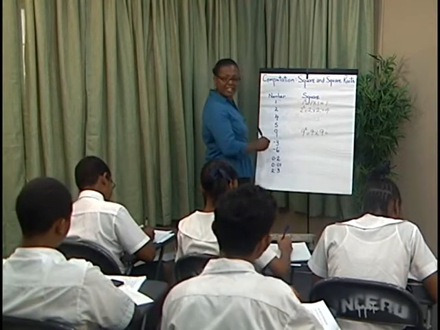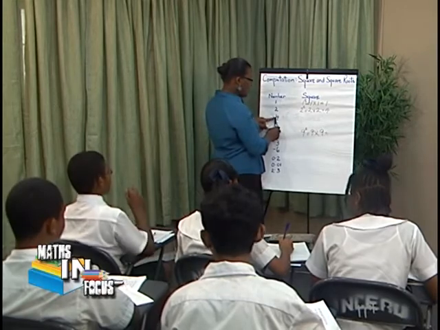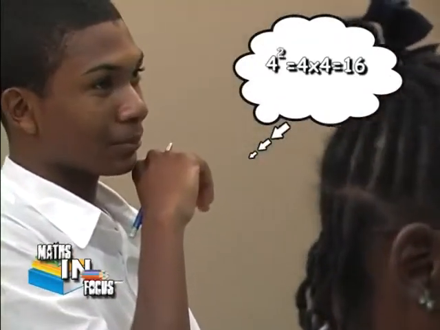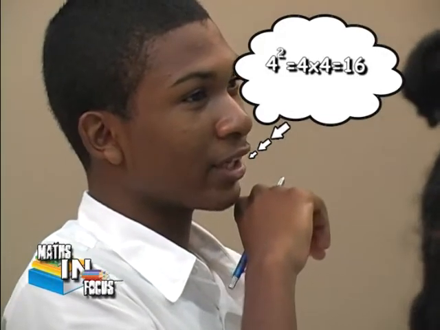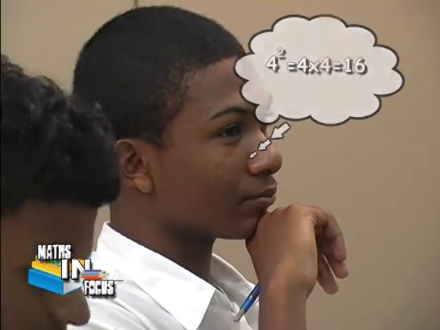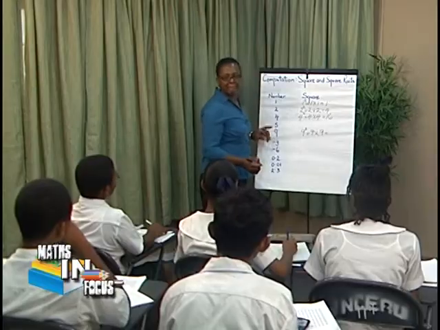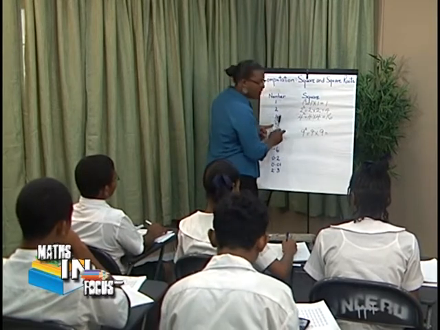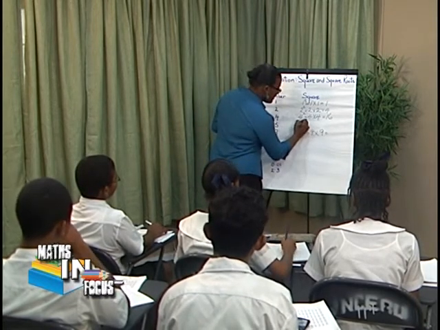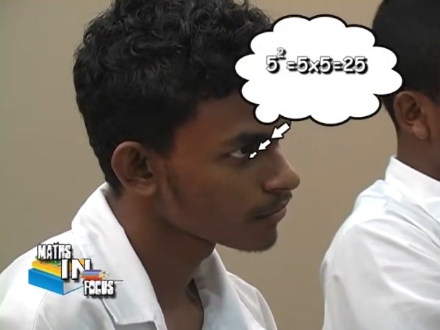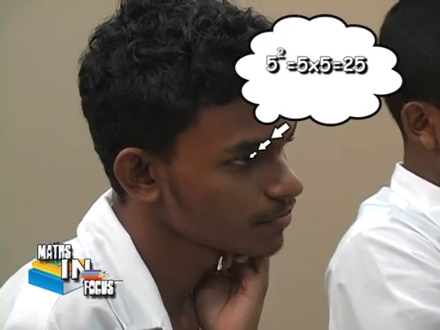We'll start with Neon. Neon, what did you do for 4? 4 squared, 4 raised to the second power, equals 4 times 4, 4 multiplied by 4, which is equal to 16. Very good, Neon. Miracle, what did you do with the 5? 5 raised to the second power is equal to 5 multiplied by 5. Very good, and the product would be 25.